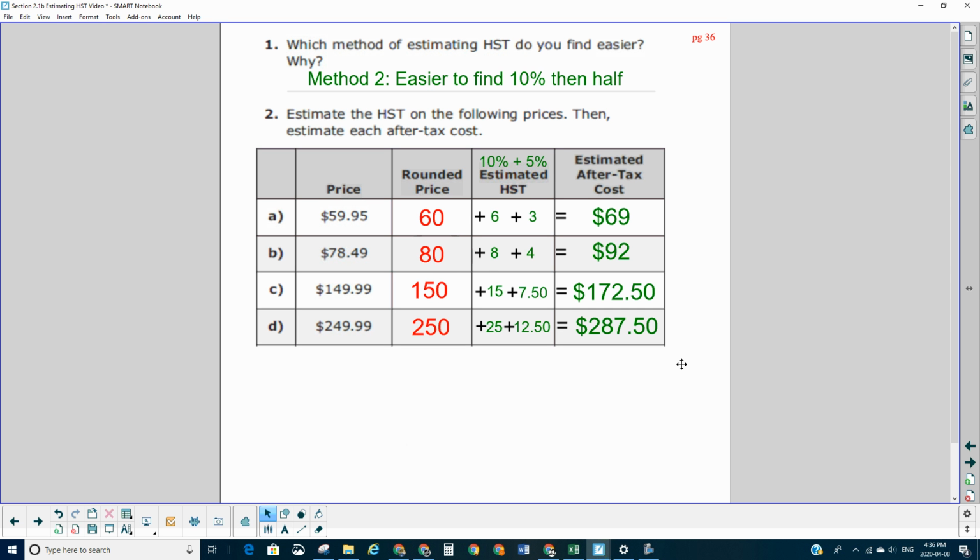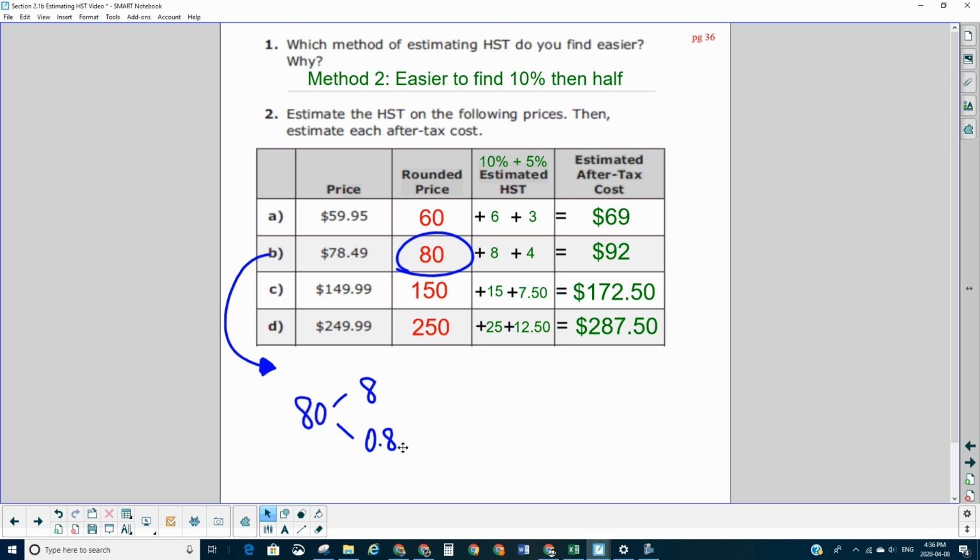Now, before we stop, I want to remind you that this is all method two. We could have estimated using method one. So for example, let's try method one on $80. So $80, we're going to do 10%. 10% of 80 is just 8 bucks. So we know that much. 1%, you're going to move the decimal place 2 spots, is 80 cents, or 0.8.